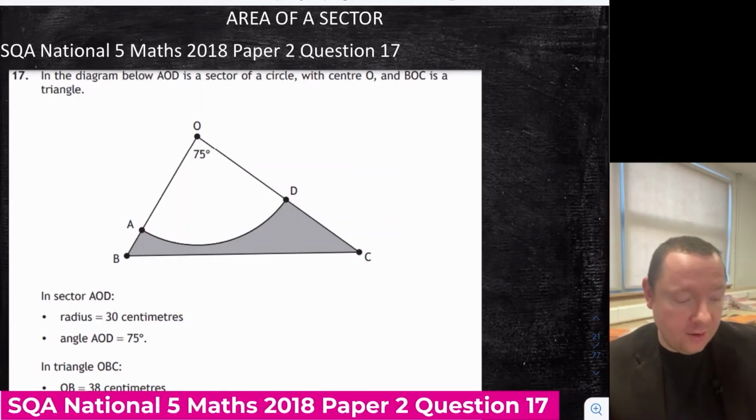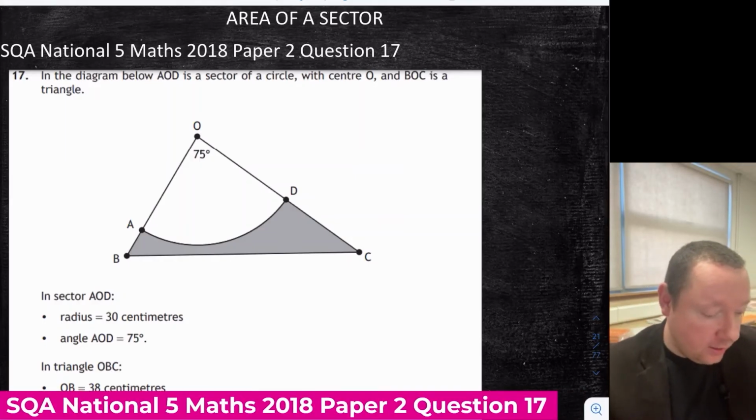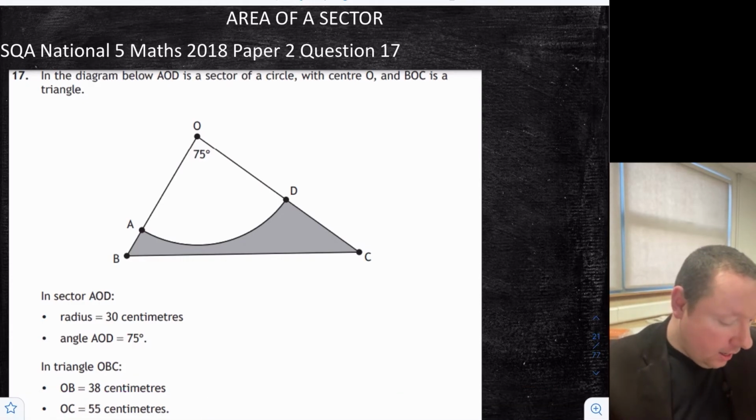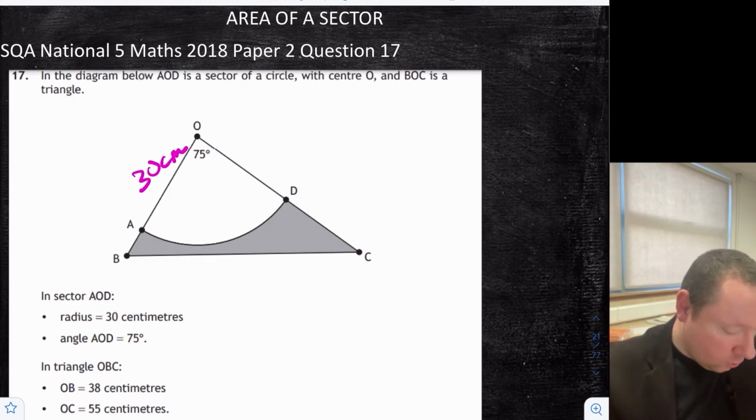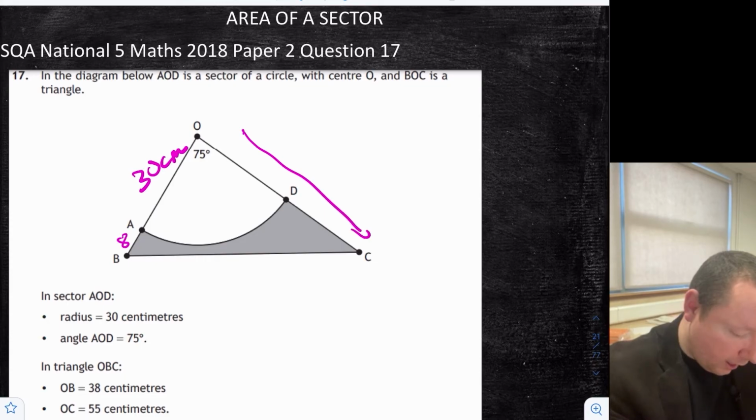Done. SQA National 5 Maths 2018, Paper 2, Question 17 says, in the diagram below, AOD is a sector of a circle with centre O, and BOC is a triangle. In the sector AOD, the radius is 30 centimetres and the angle is 75 degrees. So we've got AOD, we know that this bit here is 30 centimetres. In the triangle OBC, O to B is 38, so this whole bit's 38, we could put a wee 8 here, I suppose. And O to C is 55, so we can draw that in there and say that that's 55 centimetres.